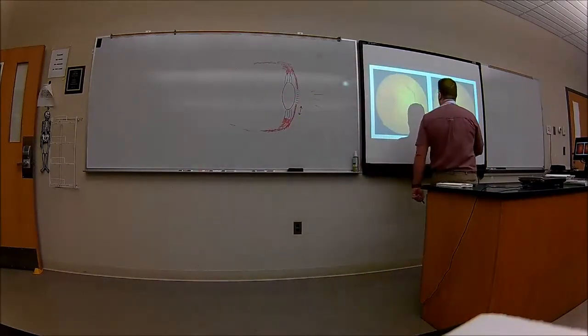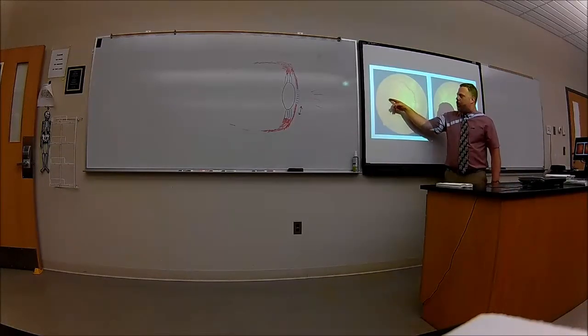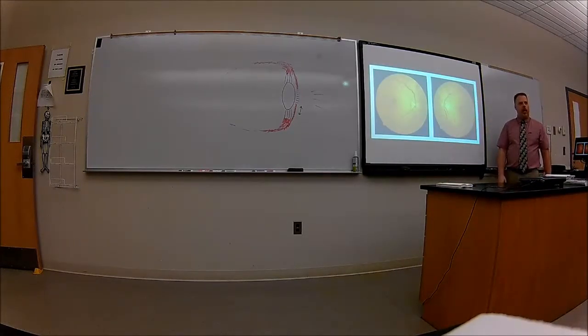So here, this is right and left eyes. There's the optic disc. There's the macula. You can see it's a little bit darker, and that's where the fovea is. You can see on both sides. Okay? Not too bad. Kind of neat.